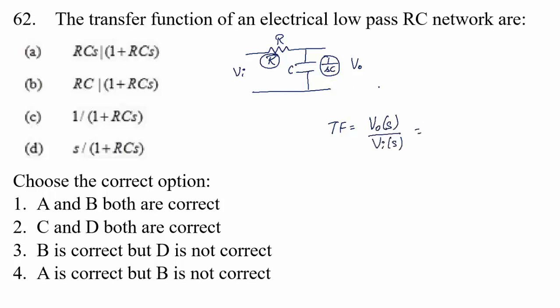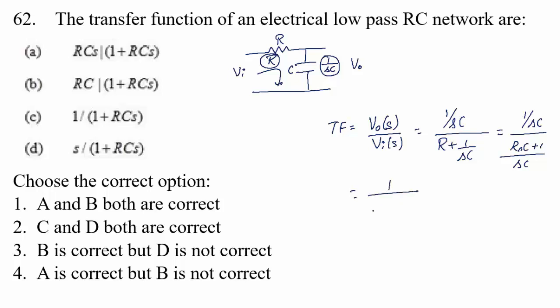What is Laplace transform of output? It is 1 divided by SC. So what is the input? It is R plus 1 divided by SC. So I will be getting 1 divided by SC whole divided by (RSC plus 1) whole divided by SC. So what I will be getting is 1 divided by SCR plus 1. So that is statement C is correct, but none of the other statements are true. So this question is a grace question. So for this, none of the option is correct.